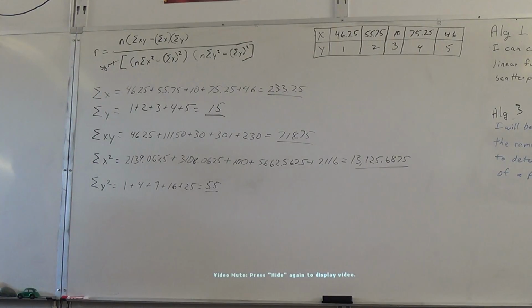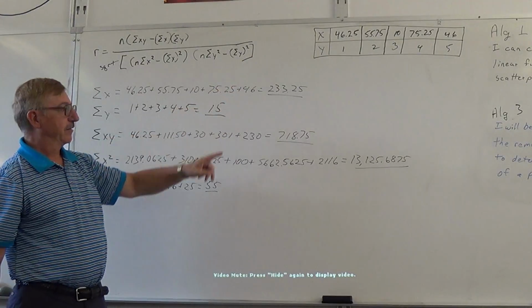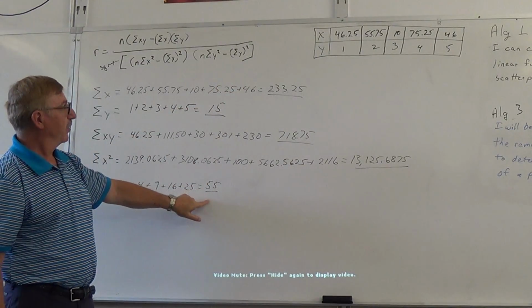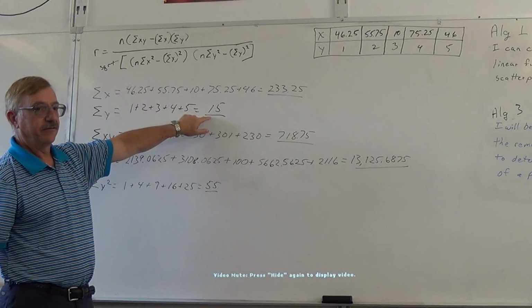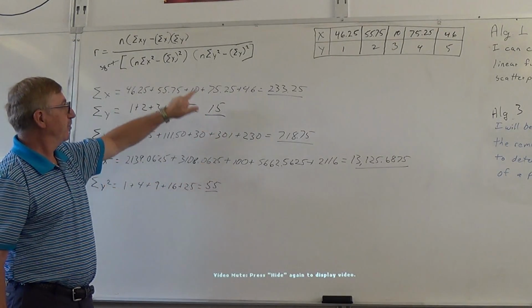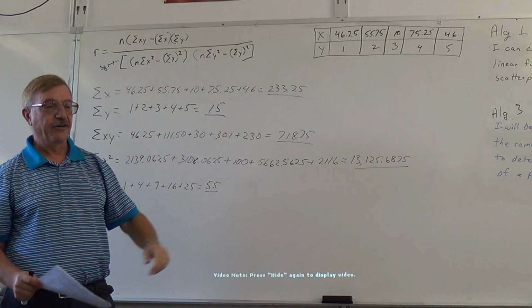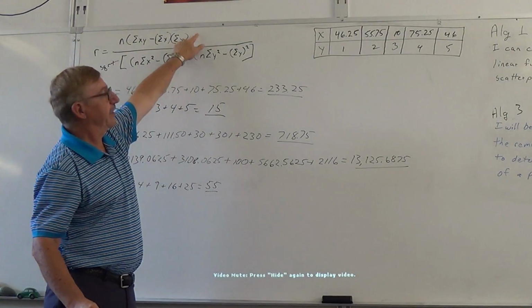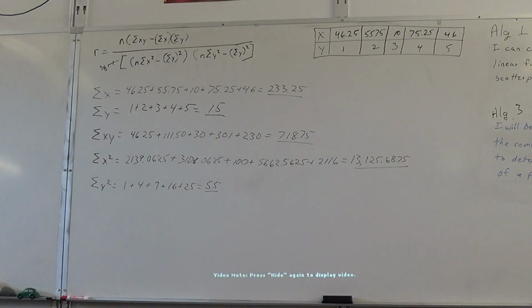And then you're going to do the same thing with the y's. You're going to take this number and subtract from it this number squared. Then you multiply the result of that times the result of that, and then divide the answer of that into the answer of the top part. And then you're going to come out with your answer.